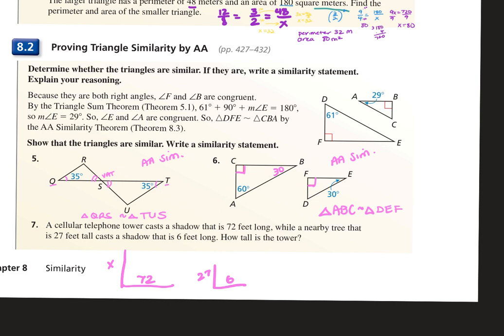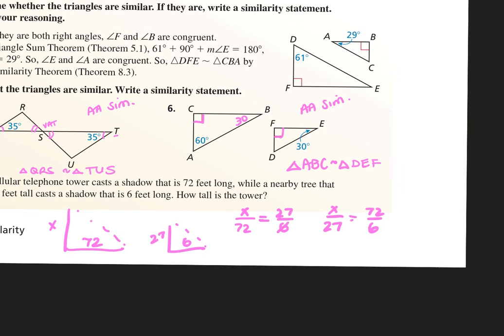Because these have that right angle and the angle of elevation would always be the same, these are going to be similar triangles had I actually closed them in, but you don't need to. You could just set up your proportion. So I can say x over 72 equals 27 over 6, or I could say x over 27 equals 72 over 6, or you can flip it, any order like that.